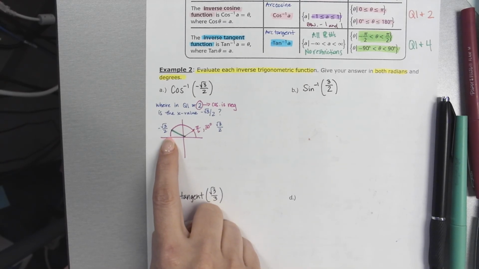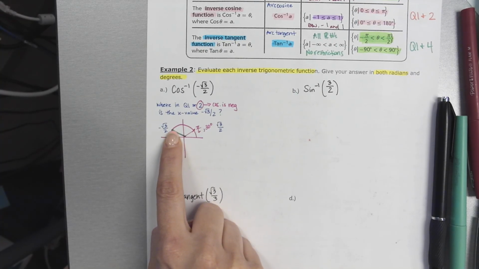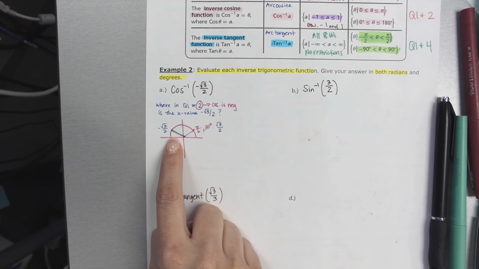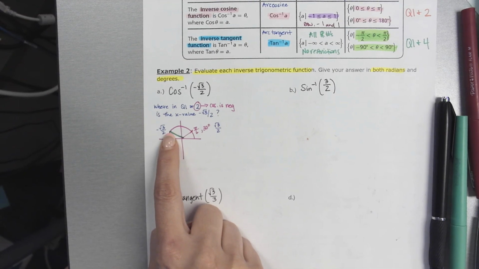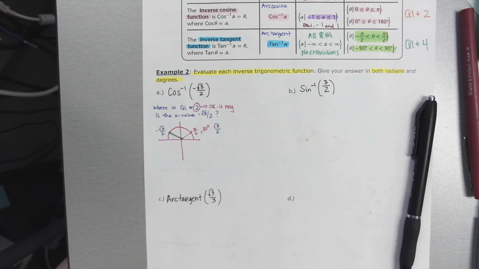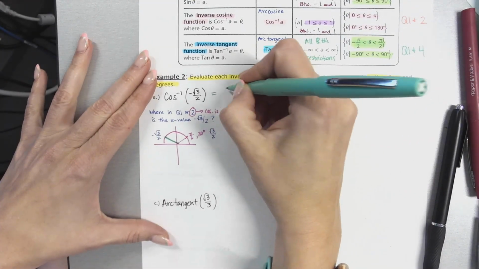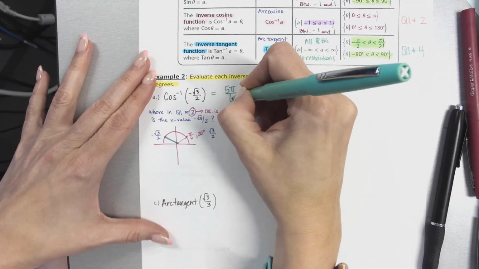So you can think of your reference angles, because what is this reference angle here? 30 degrees, pi over 6. Okay, so then if this is 30 degrees back from that, what will we call this? 5 pi over 6. And then how many degrees is that? 150 degrees. Okay, so your answer for this is 5 pi over 6, 150 degrees.